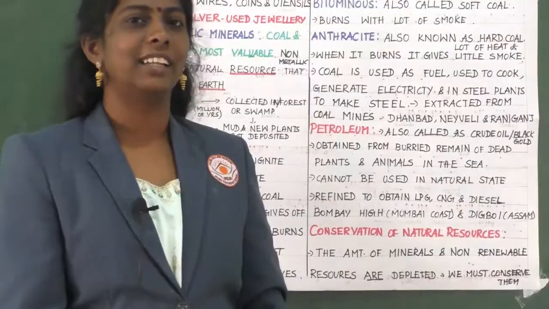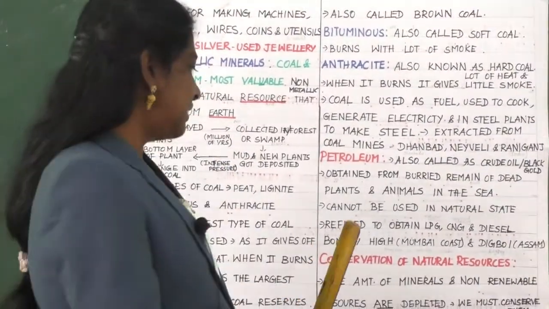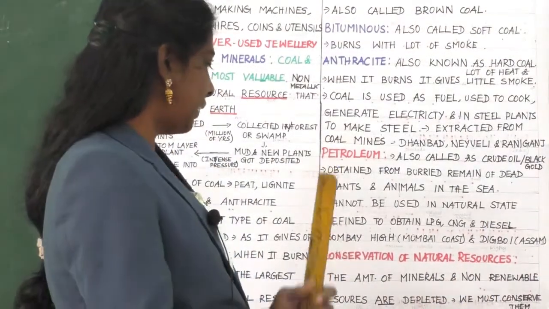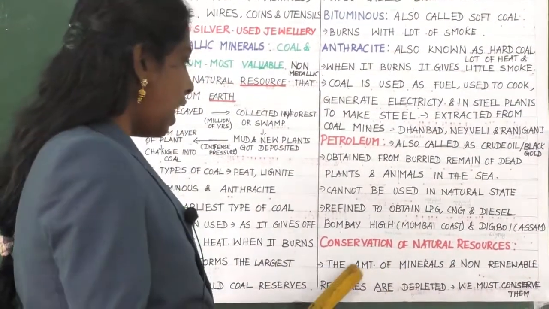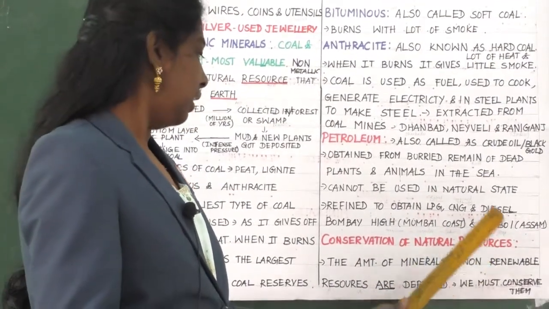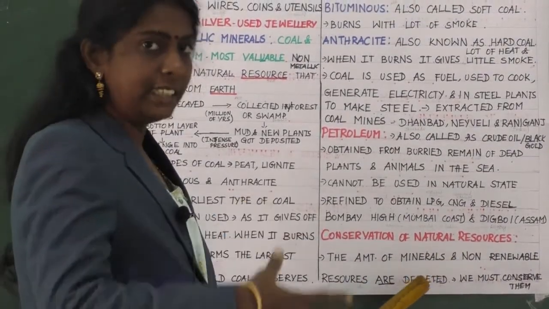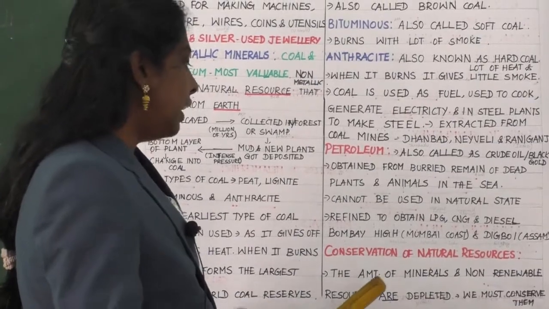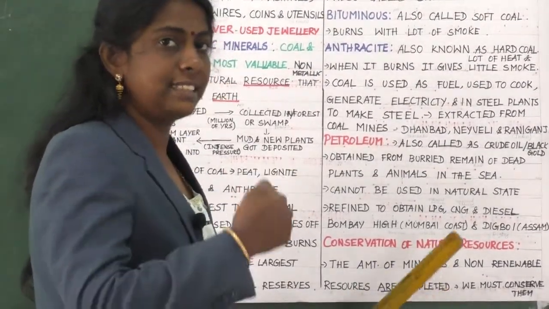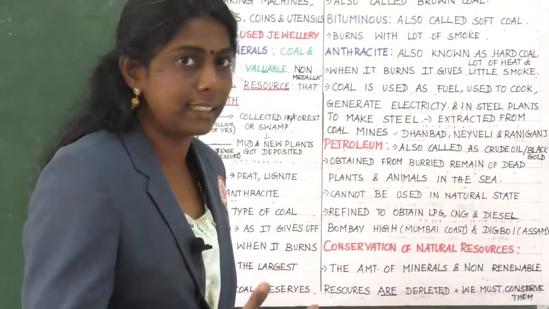Clear? Children, now let us learn about the last part of the chapter, that is conservation of natural resources. The amount of minerals and non-renewable resources are depleted. So here it is getting reduced, so we must take steps to conserve them.